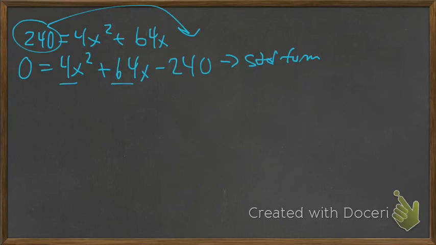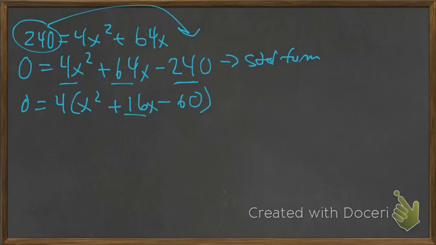Okay, I've got an A, B, C. Can I factor? I think I can factor. Can I factor out the 4? 4 goes in 64, 16, and that's 60. Yeah, so 0 is equal to 4x squared plus 16x subtract 60. All right, so I've got sum and product. Can I do sum and product? Sum 16, product 60.